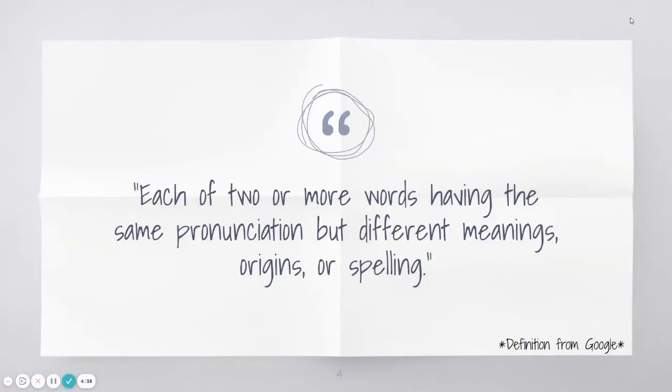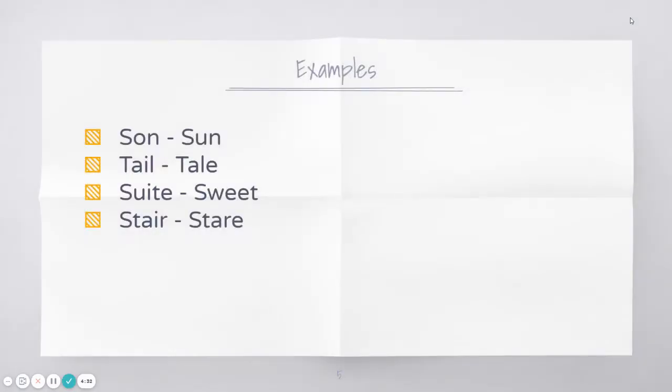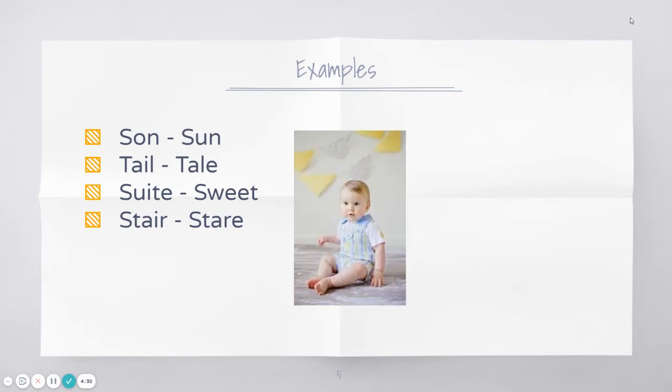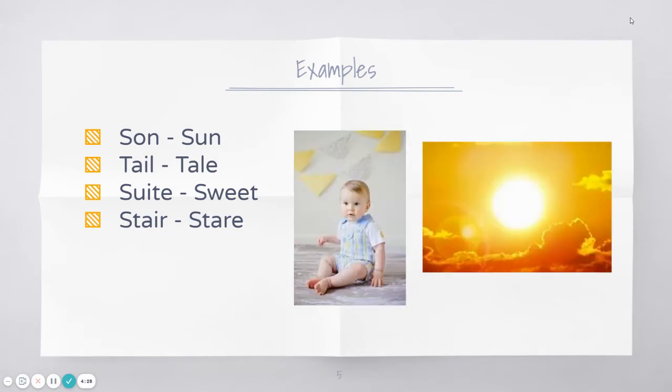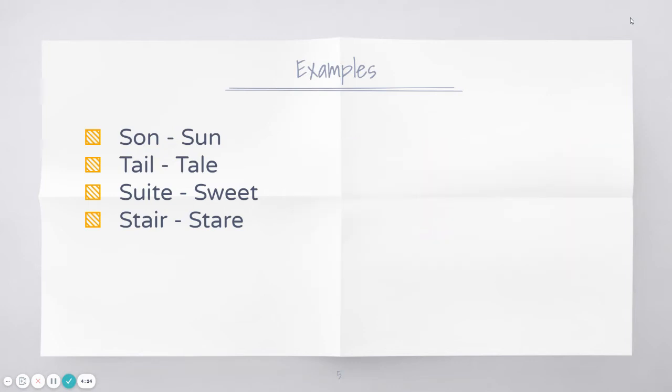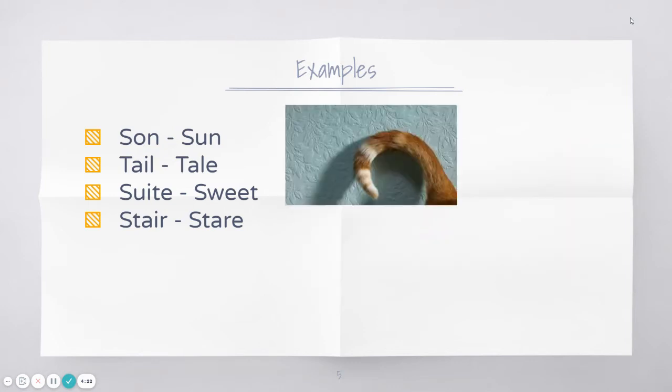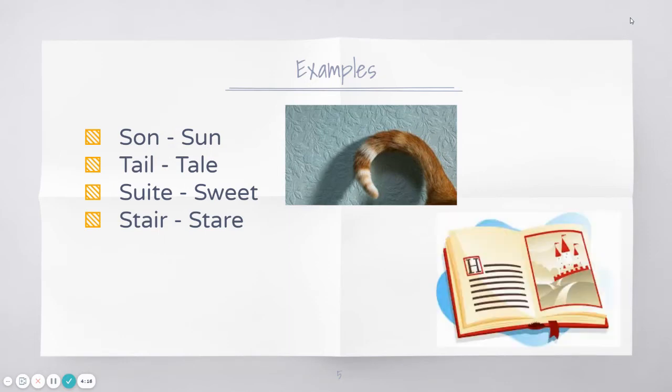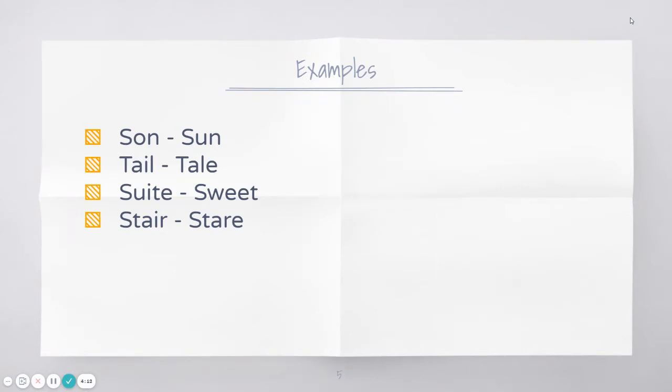Each of two or more words having the same pronunciation but different meanings, origins, or spelling. Examples would be son and sun. One of them is a boy child, and the other one is the bright thing you see in the sky during the day. Tale and tail. One of them is the thing on an animal's rear that waves around. The other is a story of fiction, like a fairy tale.